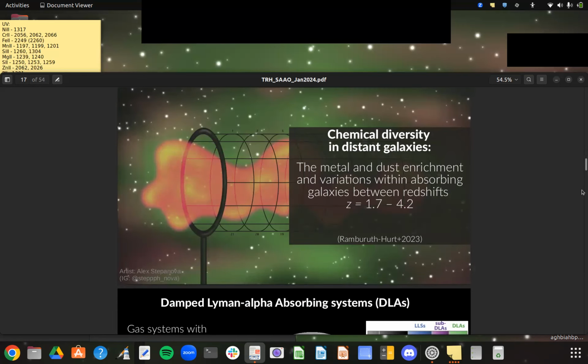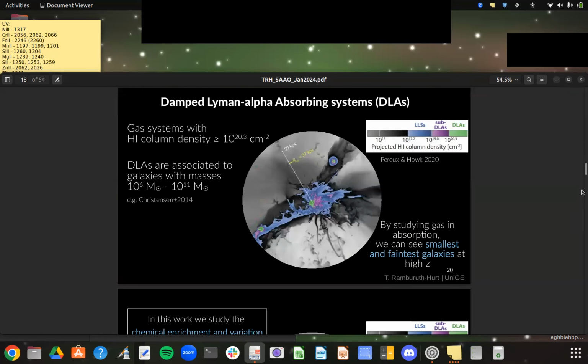Okay, so that's a bit of an introduction to the methodology and how the work that I do fits into context. Now I'll present some of the results from my first paper, which was on chemical diversity in distant galaxies: the metal and dust enrichment and variations within absorbing galaxies between redshifts 1.7 and 4.2. The galaxies that we studied were damped Lyman-alpha absorbing systems, or DLAs. These are gas systems with hydrogen column density greater than 10 to the 20.3 centimeters squared.